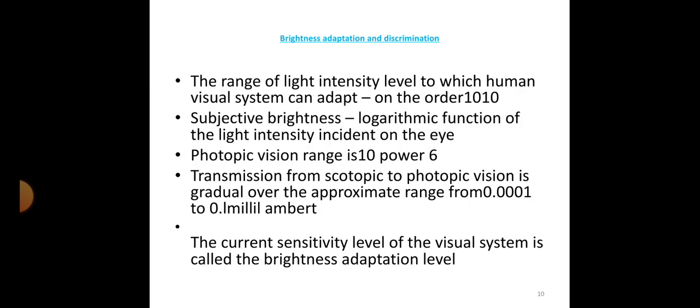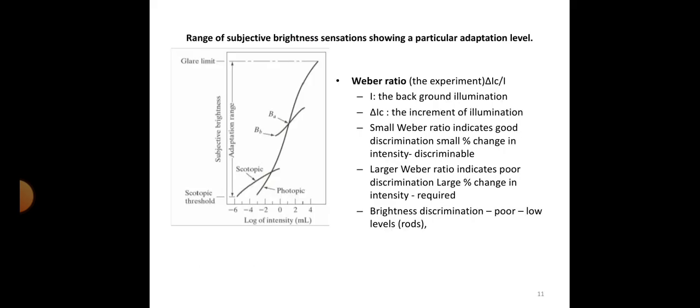The range of light intensity levels to which the human visual system can adapt is on the order of 10 power 10. The current sensitivity level of the visual system is called the brightness adaptation level. What is meant by the brightness adaptation level? It is the current sensitivity level of our visual system. Photopic vision range is 10 power 6. Here the graph shows photopic vision and scotopic vision. It tells the difference between photopic and scotopic vision.